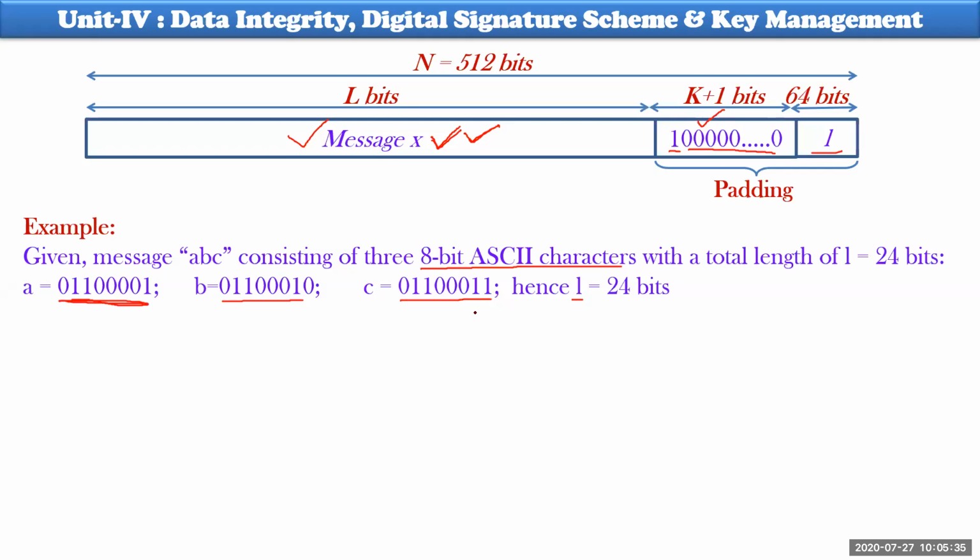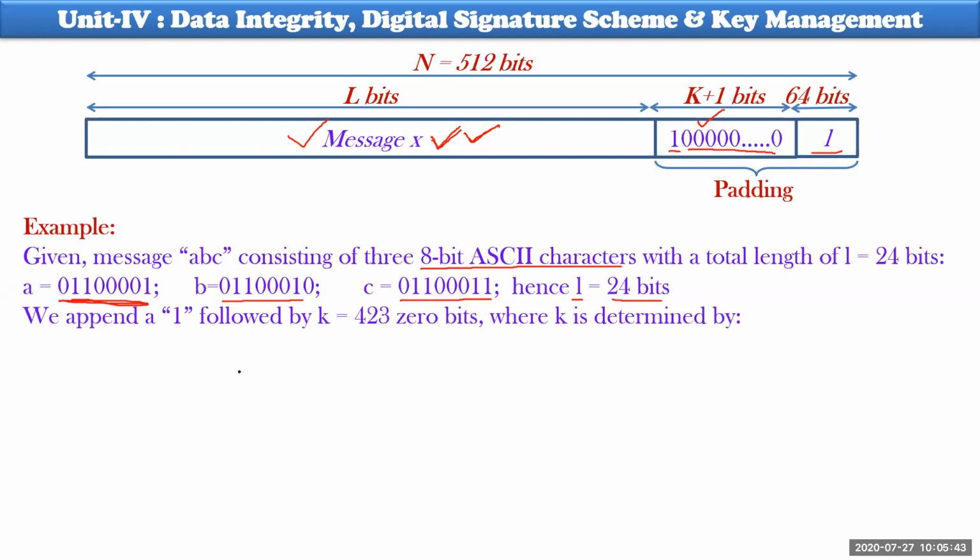Therefore, L is equal to 8 threes are 24 bits. Then how many zeros are you supposed to add after the 1? K will be equal to 423 zeros to be added after appending 1. How is it like this? It is 448 minus L plus 1.